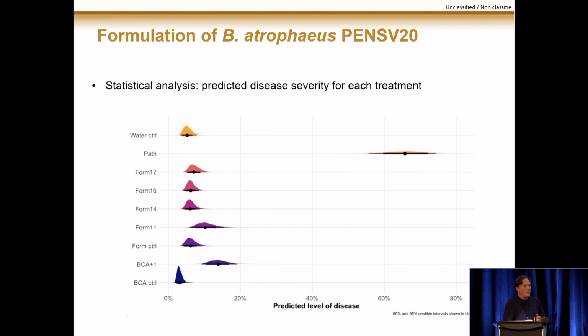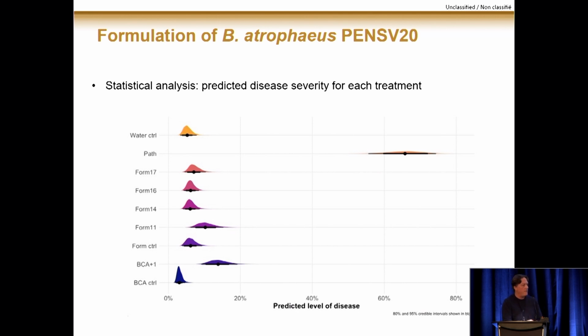And you can see here that all of the formulations were difficult to distinguish from the untreated water control. The pathogen experienced severe disease. But some of the formulations were slightly better than others. You can see that formulation 11 was slightly to the right there towards the increased severity, whereas all of the other formulations, in particular 14, 16, and 17, were even better than when we just grew the strain in laboratory growth medium.